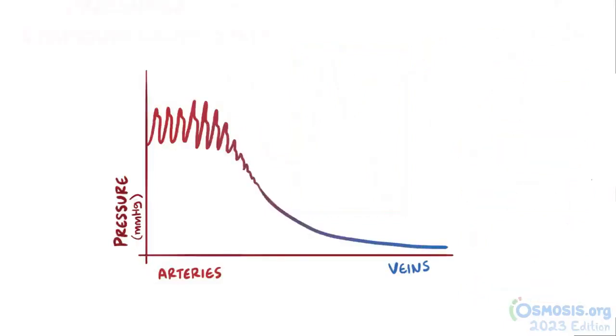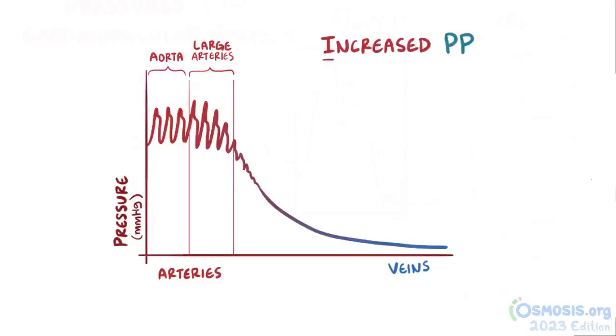A second interesting thing to notice is that the pulse pressure in the large arteries downstream of the aorta is larger than in the aorta itself. There are a couple of reasons why this happens.